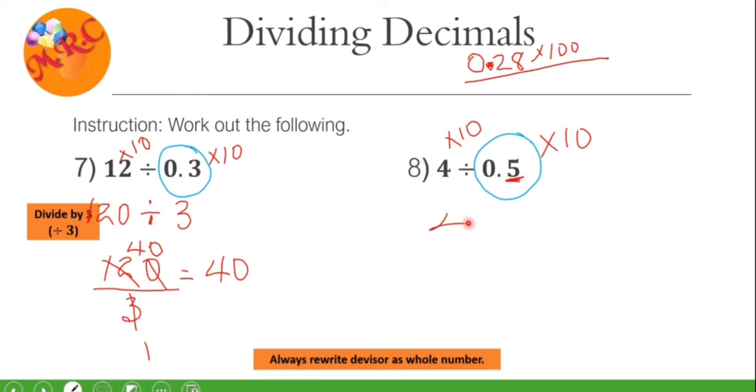So 4 times 10 gives us 40, divided by 0.5 times 10, which gives us 5. Now we can easily say 40 divided by 5 is just 8. Good job. Alright, so let's continue.